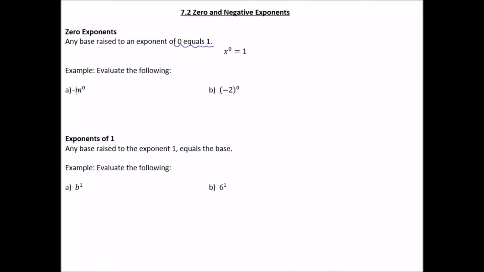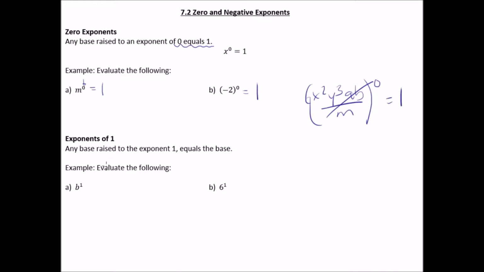So let's evaluate these. M to the 0, well, as soon as it's 0, the answer is 1. Negative 2 to the 0, the answer is 1. Okay, it could be anything to the 0. It could be like x squared, y cubed, ab divided by whatever. And as long as the entire thing is raised to the 0, the entire thing equals 1.